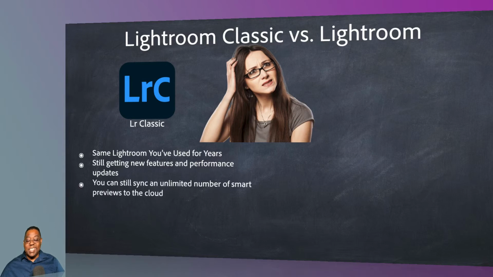You can still sync an unlimited number of smart previews to the cloud. So this is a nice benefit because it doesn't cost you anything extra to do this. And we'll get into what that really means in a moment. But when Lightroom Mobile first came out, meaning a Lightroom version for the phone, and all you had was Lightroom, which is now Classic, on the desktop, how would you get those images onto your phone? Well, you could sync smart previews to the cloud. And that's how you got them on your phone back then, and still to this day. And that's still unlimited. You don't have to pay extra for that. That's just a part of Lightroom Classic.